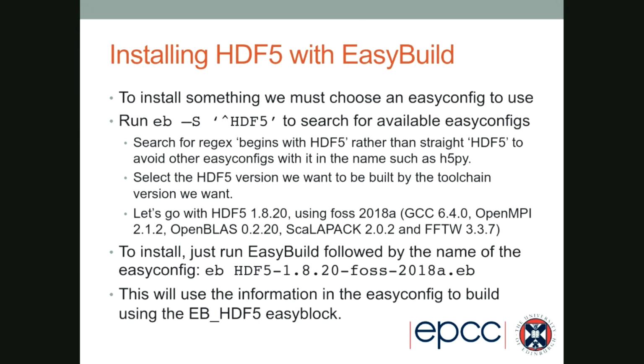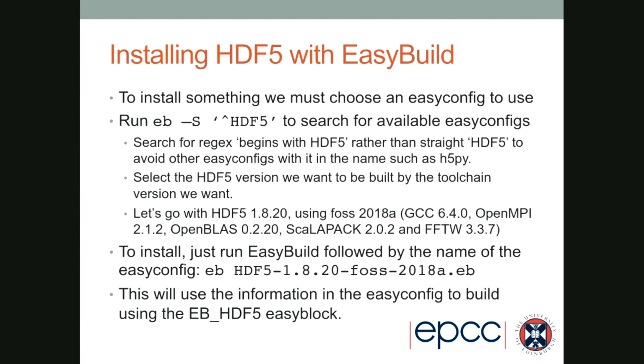So that will then show us a list of Easyconfigs, which will tell EasyBuild how to install HDF5. We pick the version we want, and we pick the toolchain version we want. So we can choose, in this example here, HDF5 1.8.20, and it's going to use the FOSS 2018a toolchain, which means that it's going to build HDF5 using GCC 6.4.0, OpenMPI 2.1.2, and the other versions there for OpenBLAS, ScaLAPACK, and FFTW.